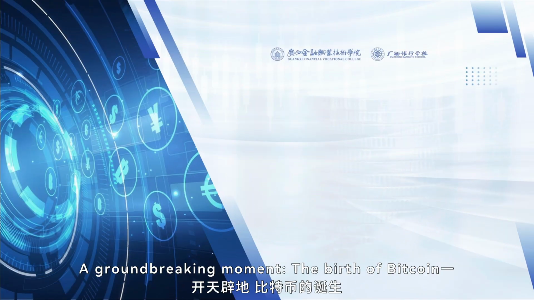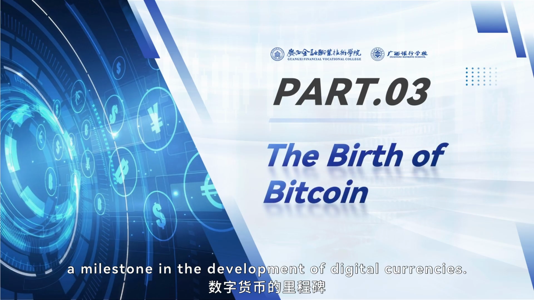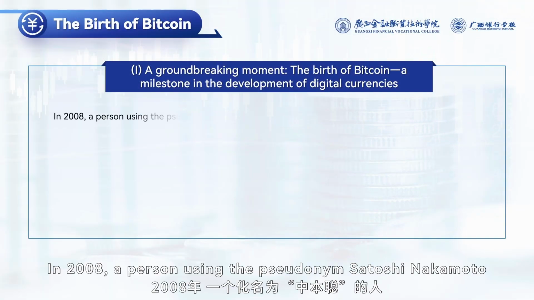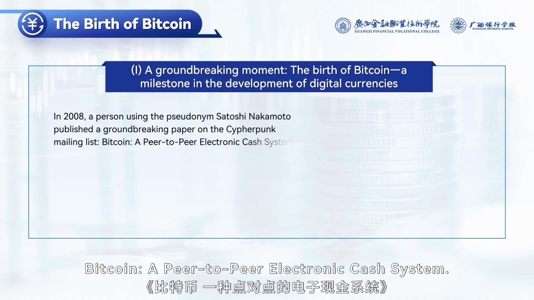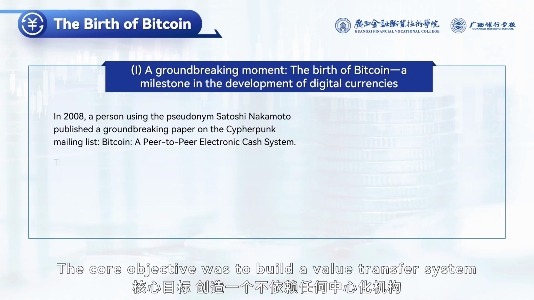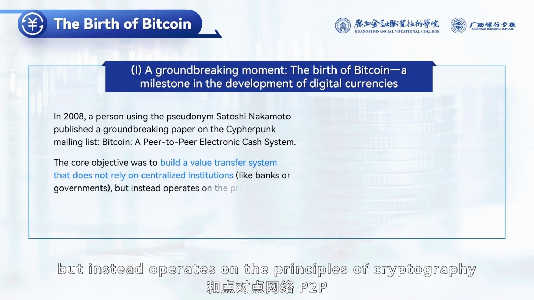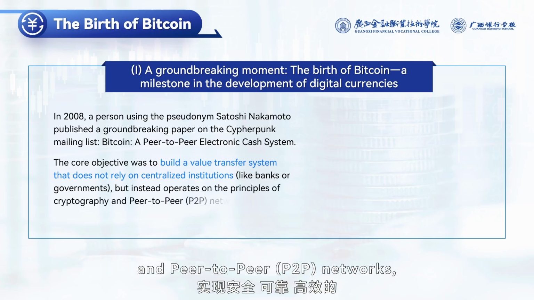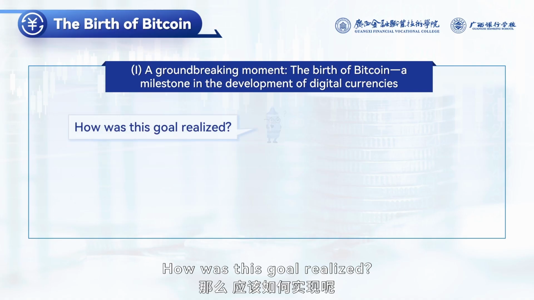A groundbreaking moment. The birth of Bitcoin, a milestone in the development of digital currencies. In 2008, a person using the pseudonym Satoshi Nakamoto published a groundbreaking paper on the cypherpunk mailing list, Bitcoin, a peer-to-peer electronic cash system. The core objective was to build a value transfer system that does not rely on centralized institutions, like banks or governments, but instead operates on the principles of cryptography and peer-to-peer, P2P networks, ensuring security, reliability, and efficiency. How was this goal realized?